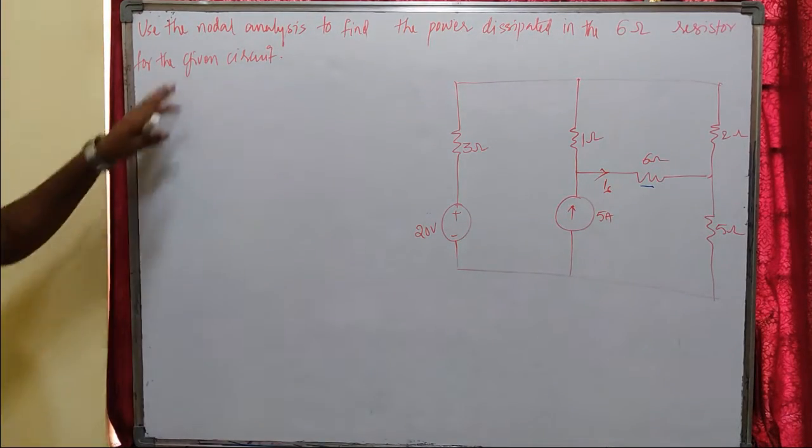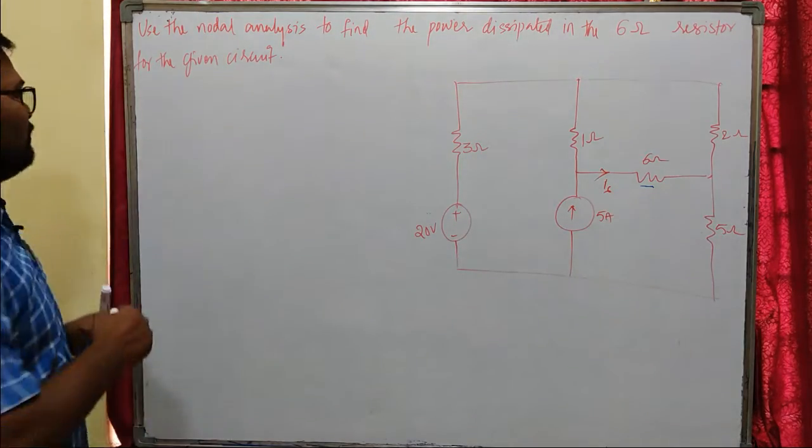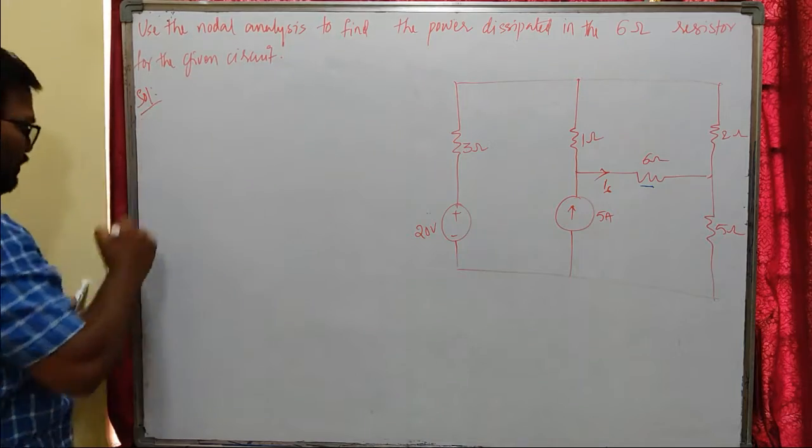Now let us find the power dissipated in the 6 ohm resistor. For that we are going to apply nodal analysis. So the first step we are going to do is find the number of nodes here.